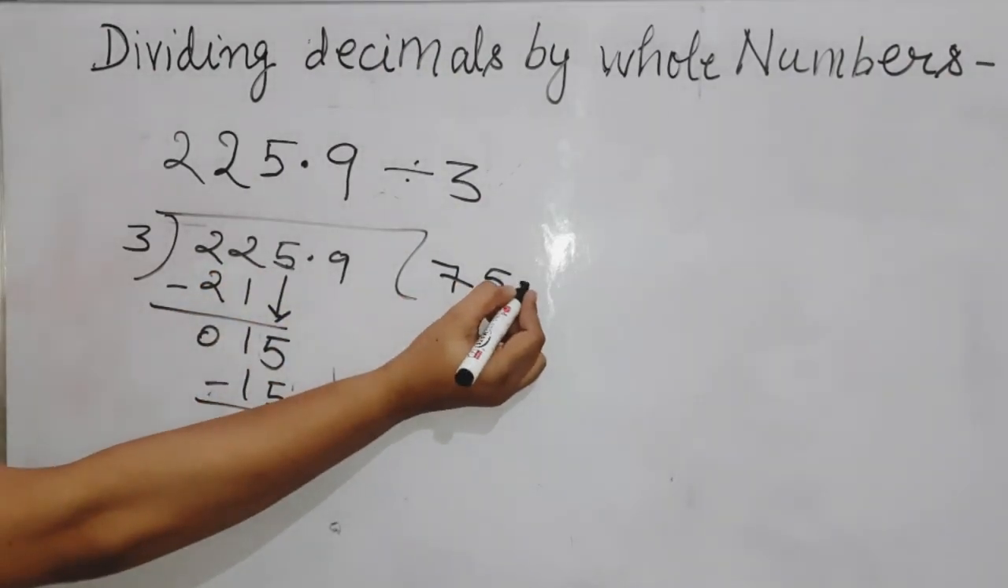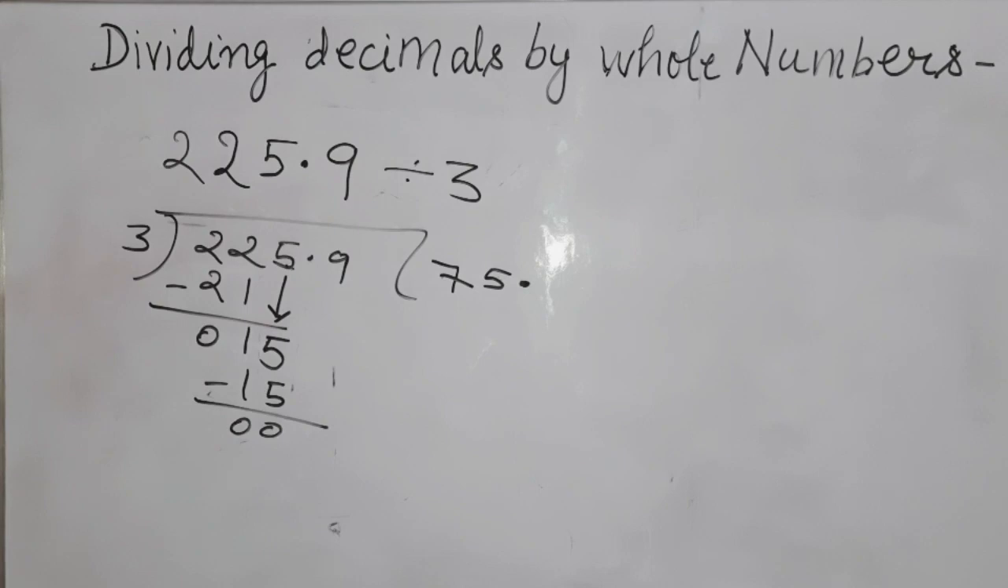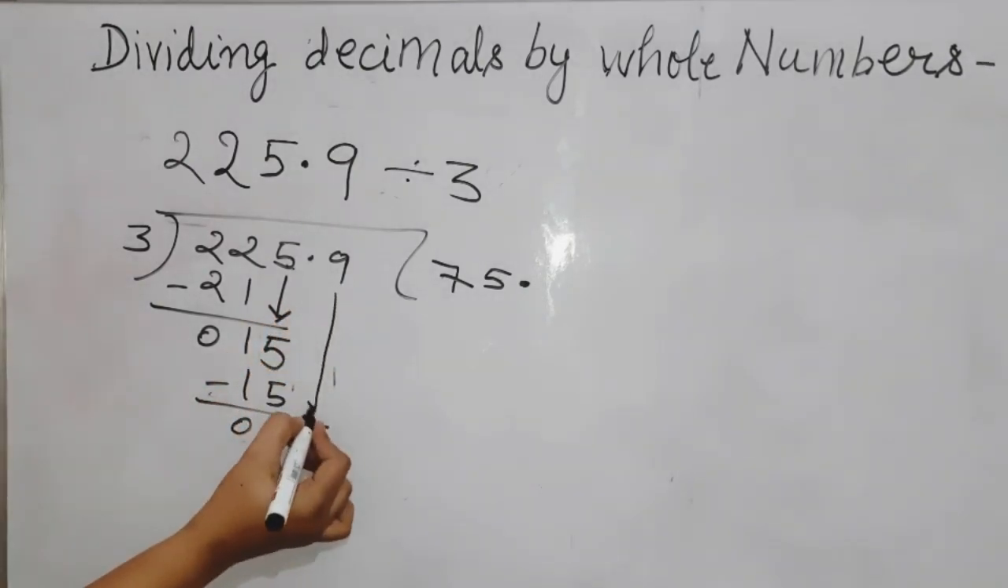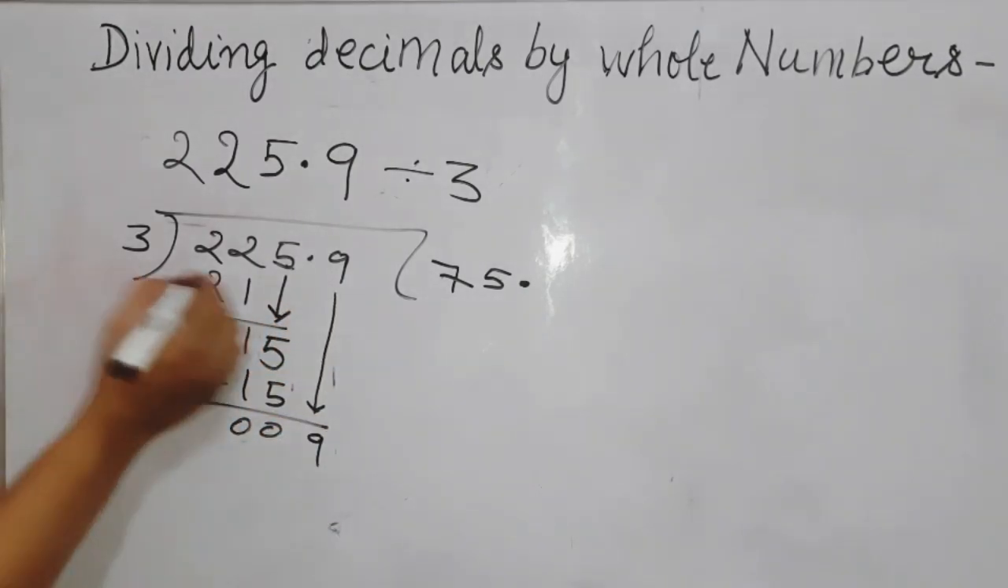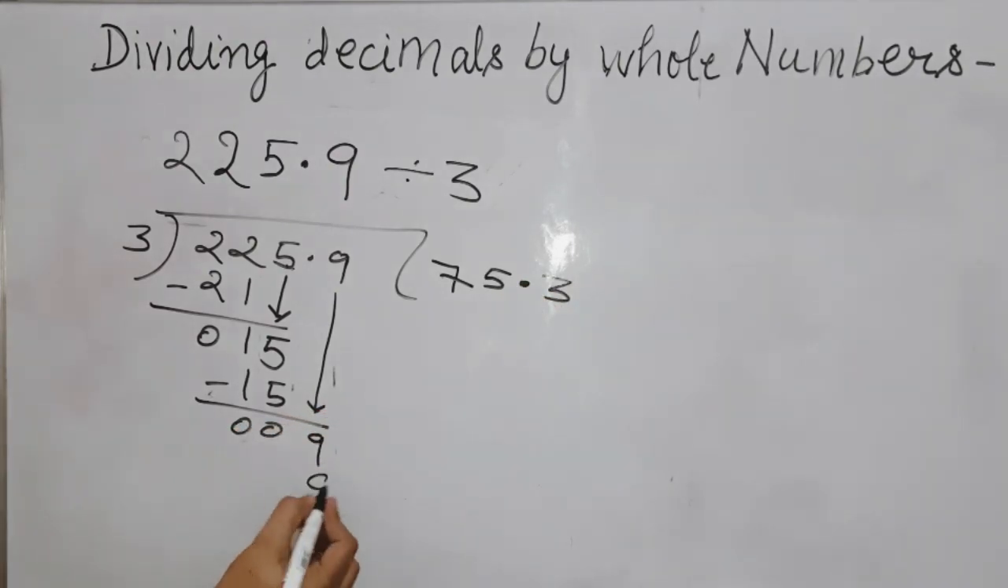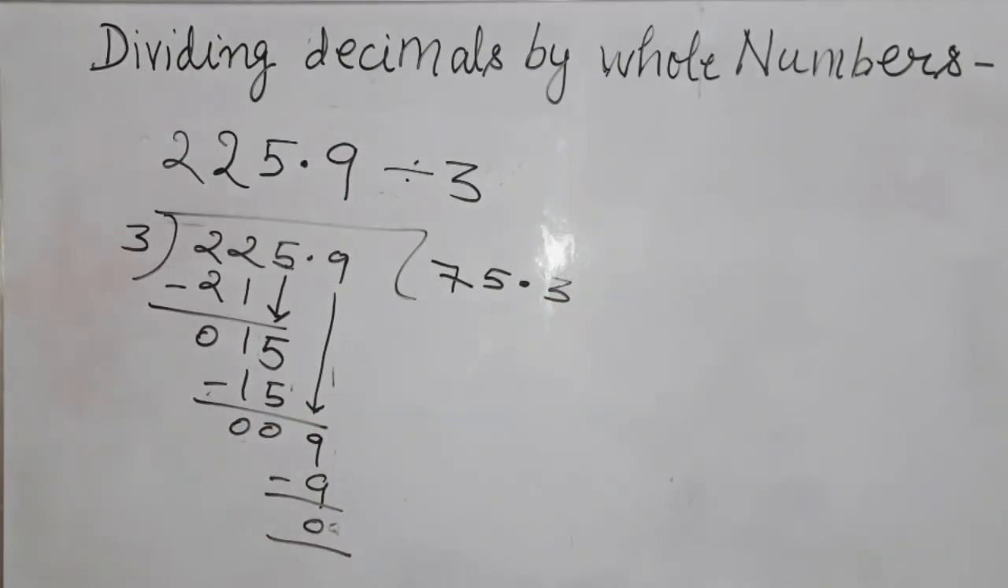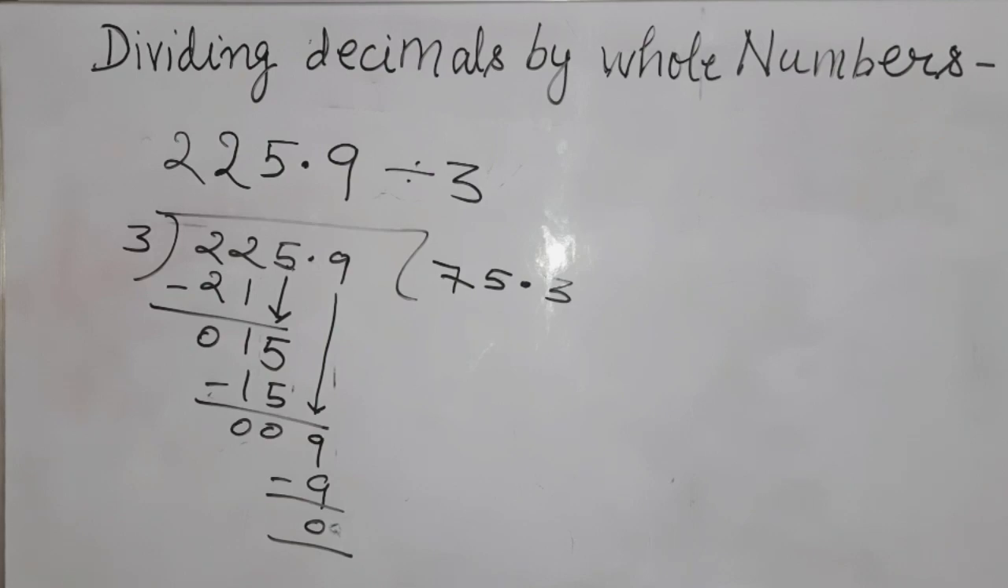So now we have to place the decimal point in the quotient also. And then we will drop down 9. And we all know that 3 3s are 9. So the final remainder is 0 and the quotient of this division process is 75.3. And yes students, how will you check whether your answer is right or wrong?